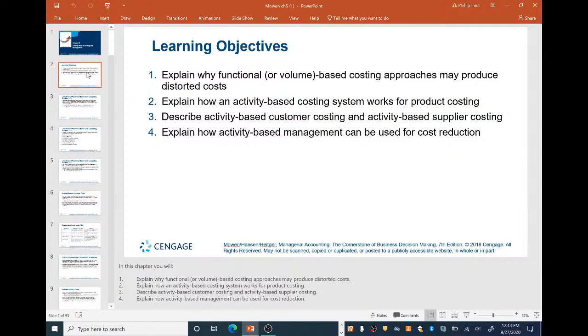The learning objectives for this chapter are to explain why functional or volume-based costing approaches may produce distorted costs, explain how an activity-based costing system works for product costing, and describe activity-based customer costing and activity-based supplier costing. And then lastly, explain how activity-based management can be used for cost reduction.